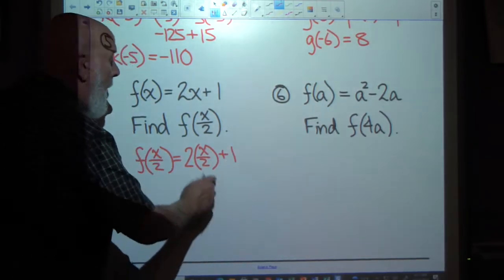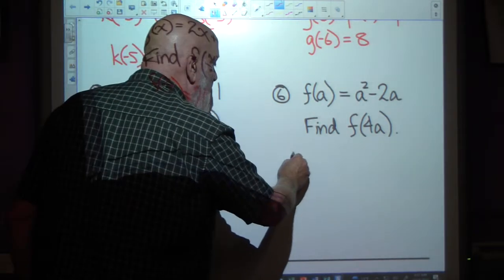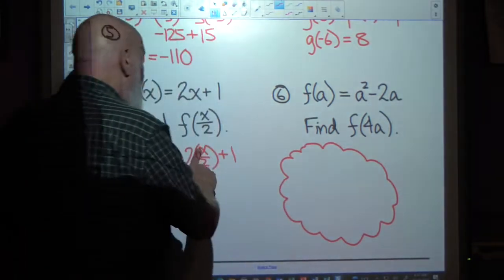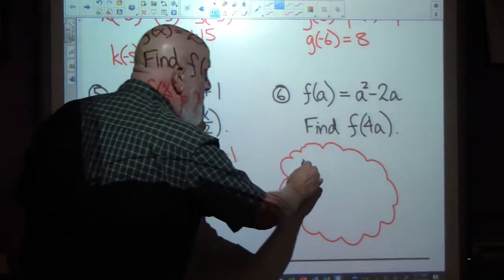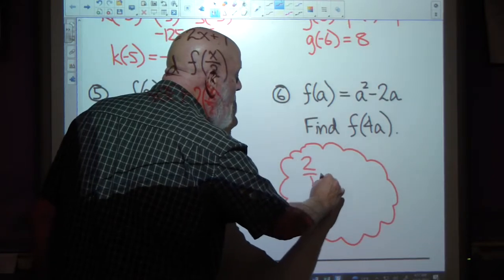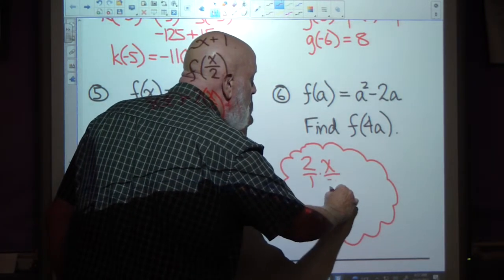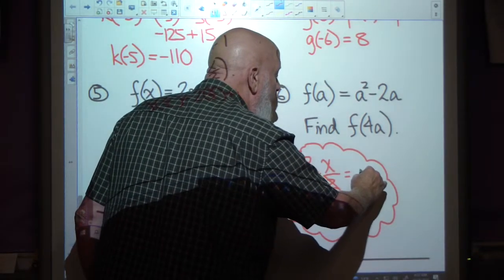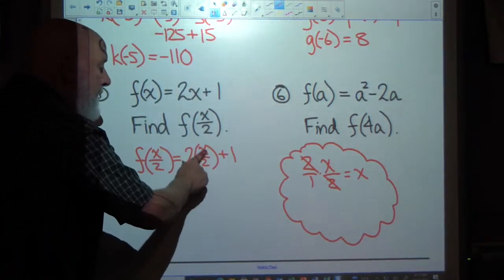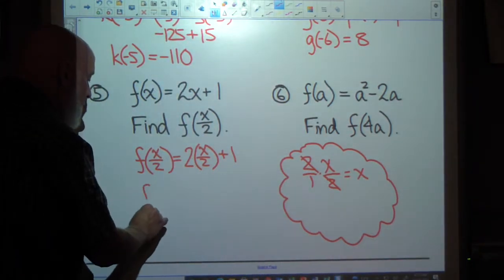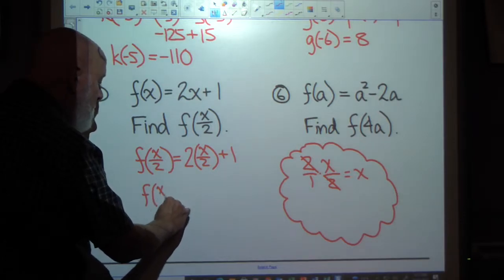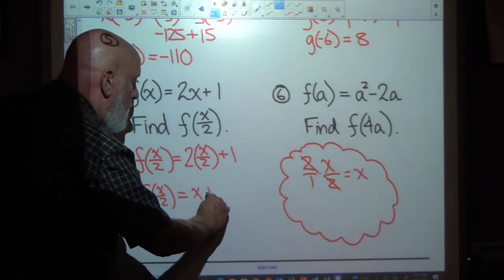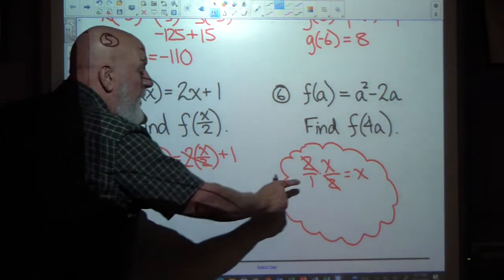plus 1. This is just a thought bubble over here. I'll erase this in just a second. But I'm thinking of 2 times x over 2 as 2 over 1 times x over 2. And these 2's will cancel. They'll leave me with x over 1, which is equal to x. So when I rewrite this, this becomes an x. So f of x over 2 is equal to x plus 1. Because these will just cancel out for this reason right here.